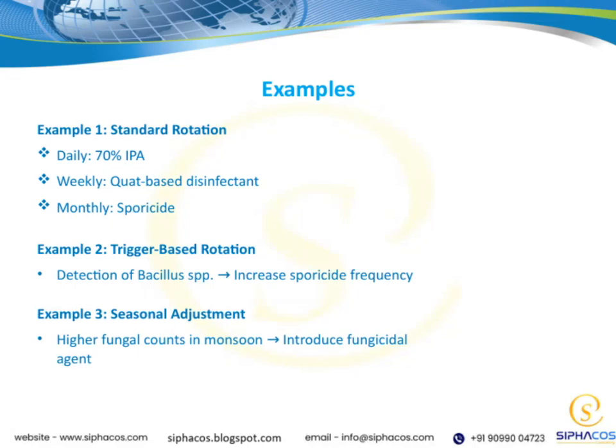Let's look at some practical examples of rotation strategies. First, the standard rotation approach. Here, we have a daily use of 70% IPA, which is our regular disinfectant, followed by a weekly application of a quat-based disinfectant, and then monthly use of a sporicide to target spores. This routine helps maintain consistent cleaning and disinfection standards.